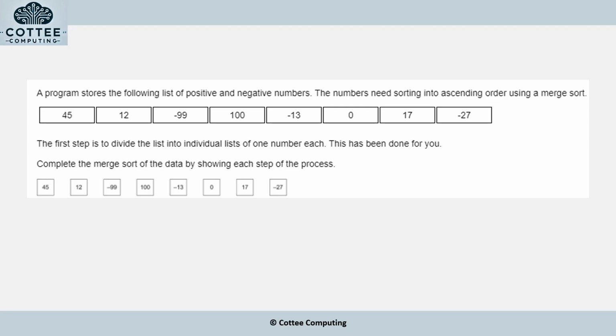So this is the question that I was talking about earlier with the merge sort. It's already saying that the first step is to divide the list into individual lists of 1 number each. This has already been done for you. It's really important you read that part of the question. So now we've got them into individual lists. Try and work it out now.